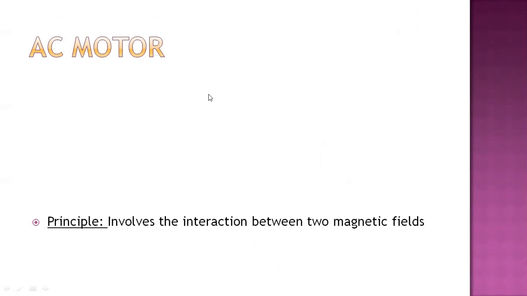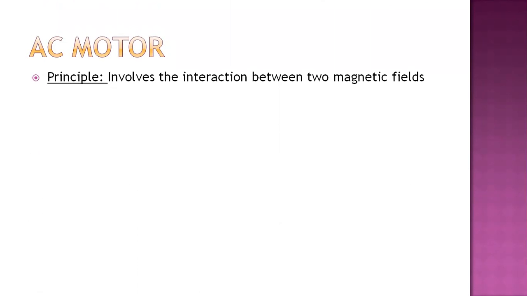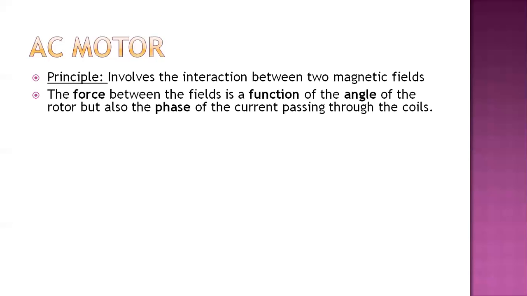Now come to the next one, that is AC motors. So the basic operating principle of an AC motor still involves the interaction between two magnetic fields. But in this case, both fields are varying in time in consonance with the AC excitation voltage. Therefore, the force between the fields is a function of the angle of the rotor, but also the phase of the current passing through the coil.